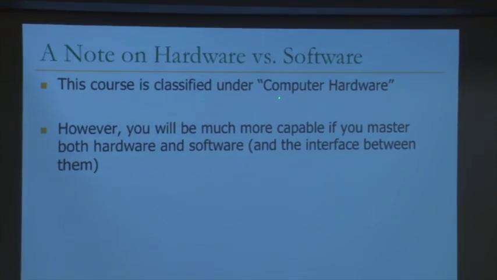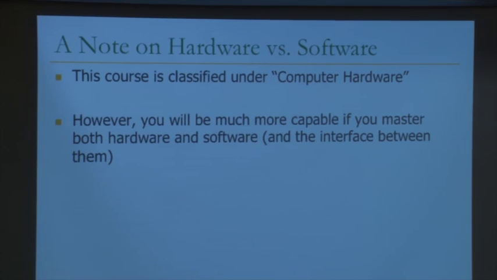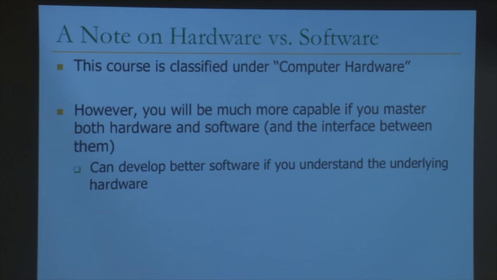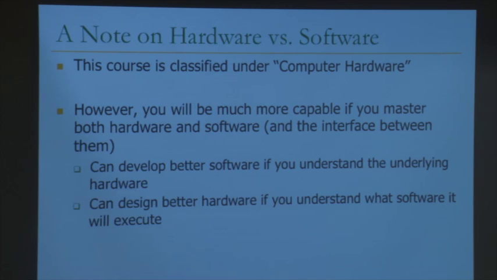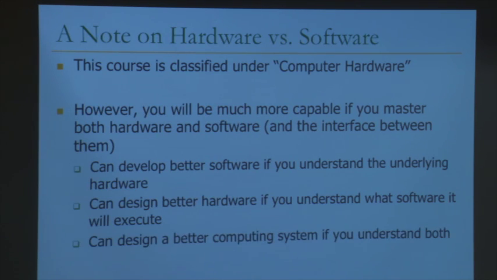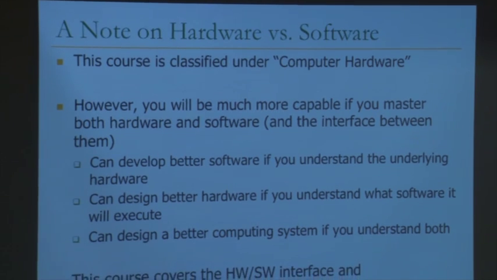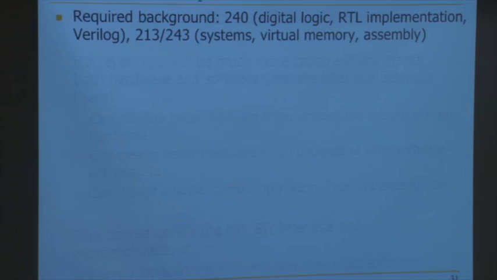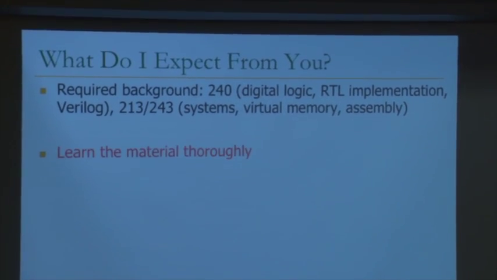This course is classified under computer hardware, but you will be much more capable if you master both hardware and software and the interface between them. You can develop better software if you understand the underlying hardware, and I think I've given you an example of that. And you can design better hardware if you understand what the software will execute. And you can design a better computing system if you understand both. And we cover the hardware-software interface and the microarchitecture. So required background, hopefully you've all taken 240 and 213.